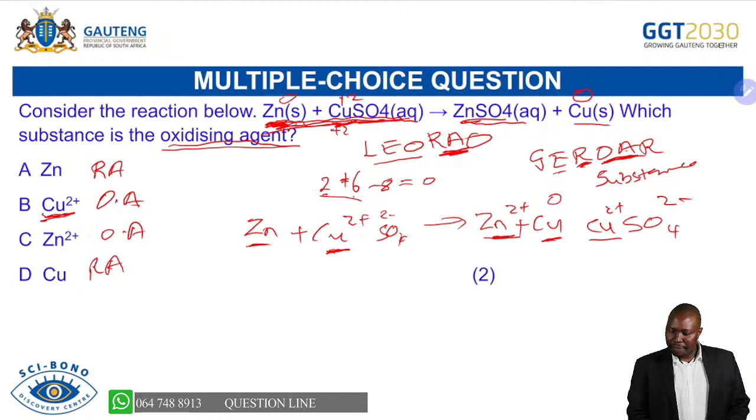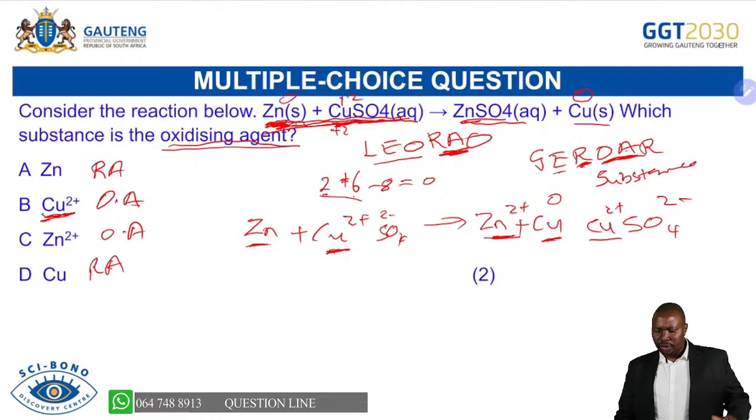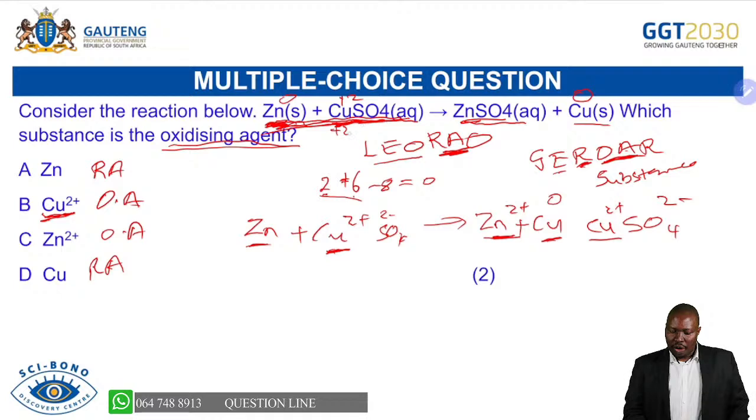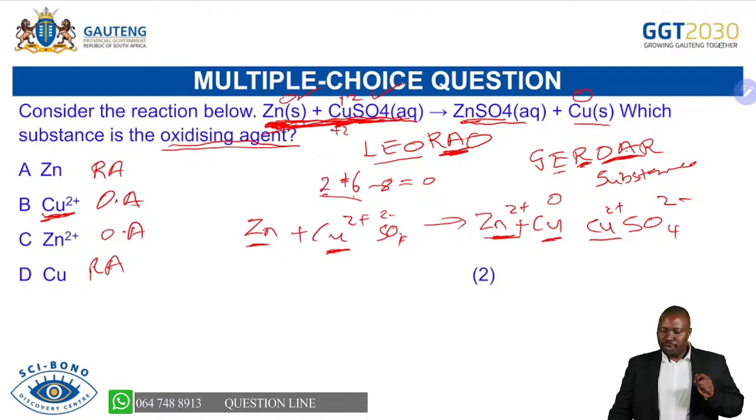How do we know that it is copper 2 plus? Because copper 2 plus is on the reactant side. It's on the reactants there. So you got to know that your oxidizing agent, on an overall reaction like that, will always be in your reactants. You will be having a stronger reducing agent reacting with a stronger oxidizing agent. I hope that will help you going forward.